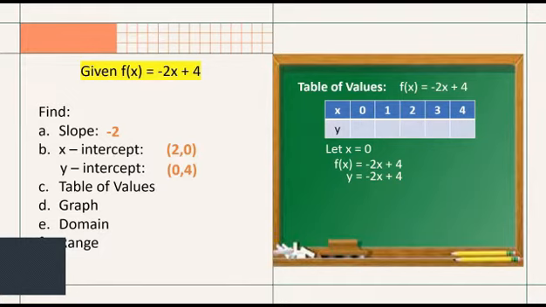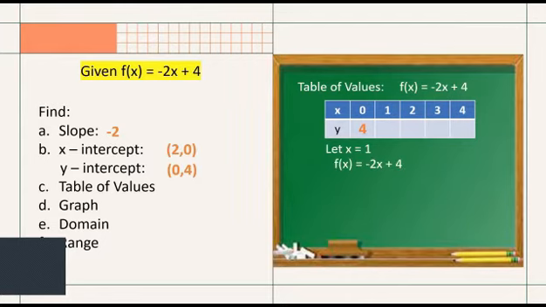Then substitute x as 0: y equals negative 2 times 0 plus 4. Then simplify: y equals 0 plus 4. Then our y equals 4. When x equals 0, our y is 4. How about if x is equal to 1?